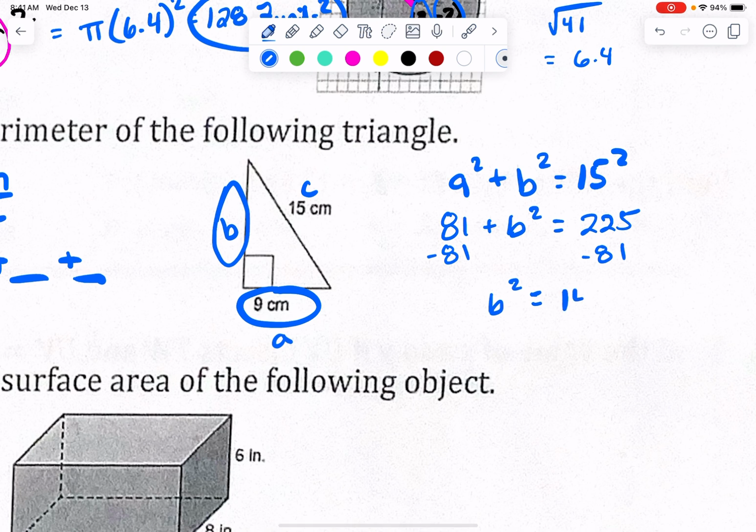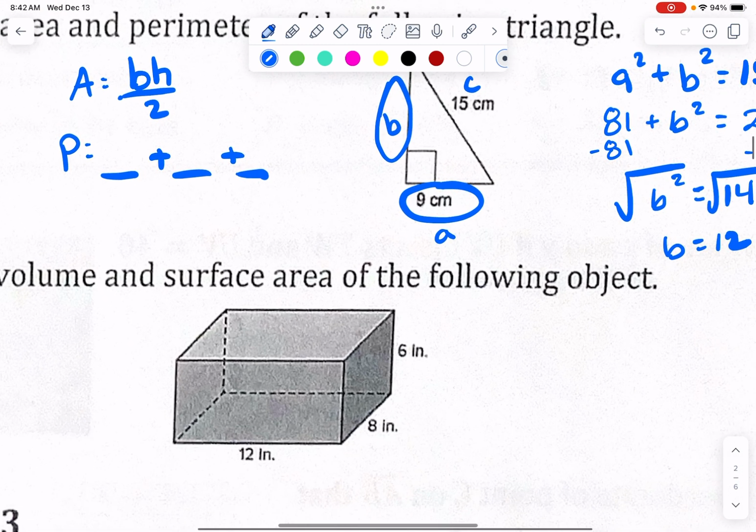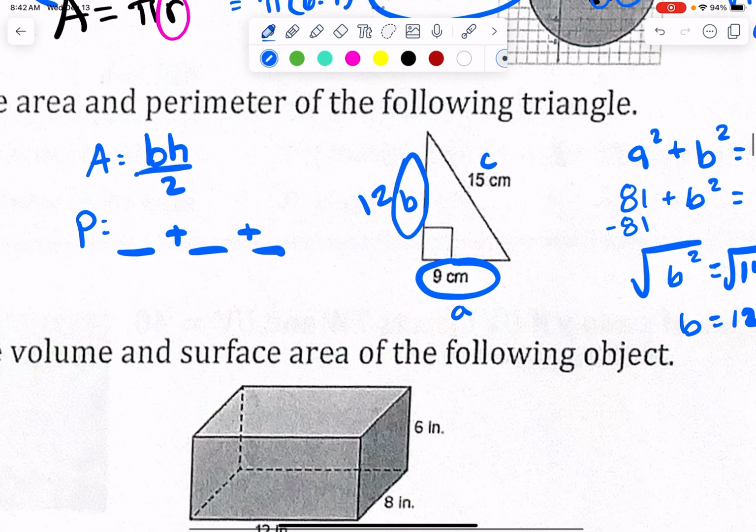Yeah, 144. And if I take the square root, b would be 12. Okay, so I have my height now is 12. And now I can do my formulas. So base times height, base is 9, height is 12, and I'm going to divide that by 2.